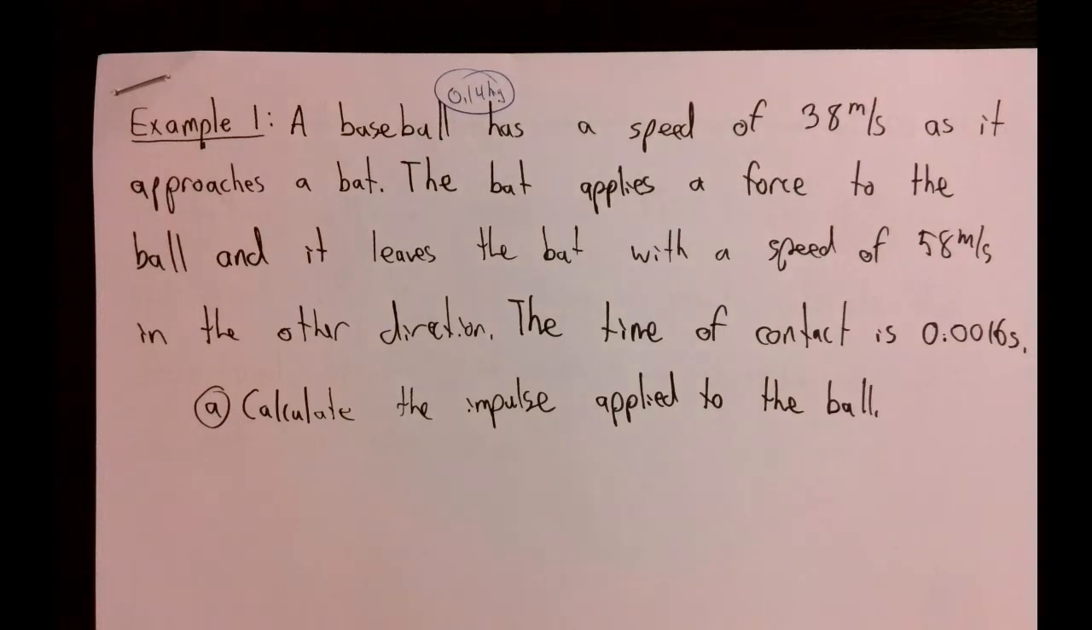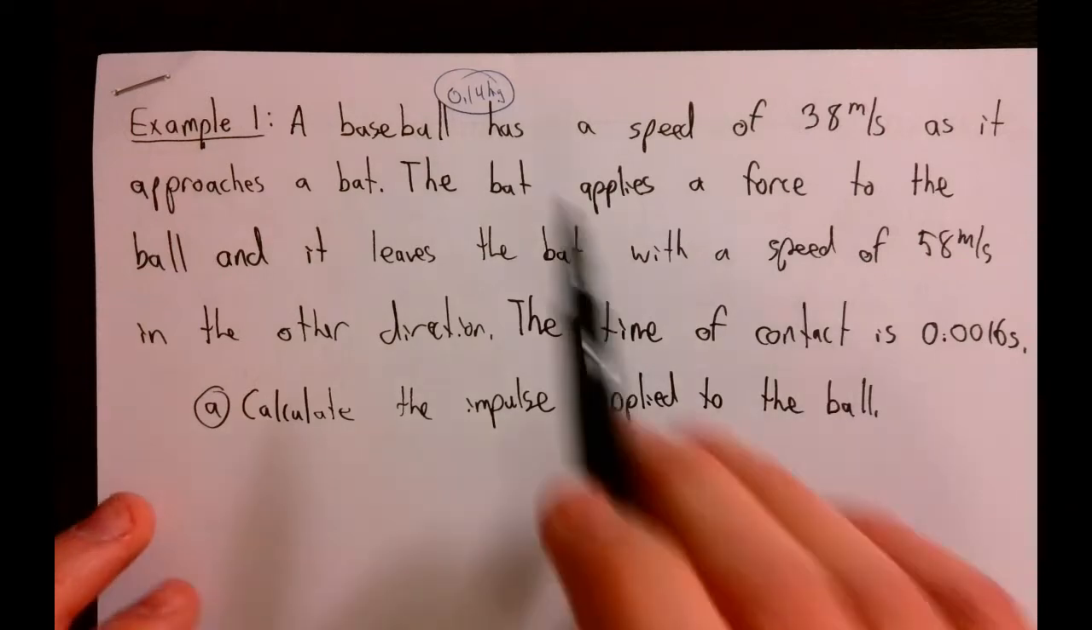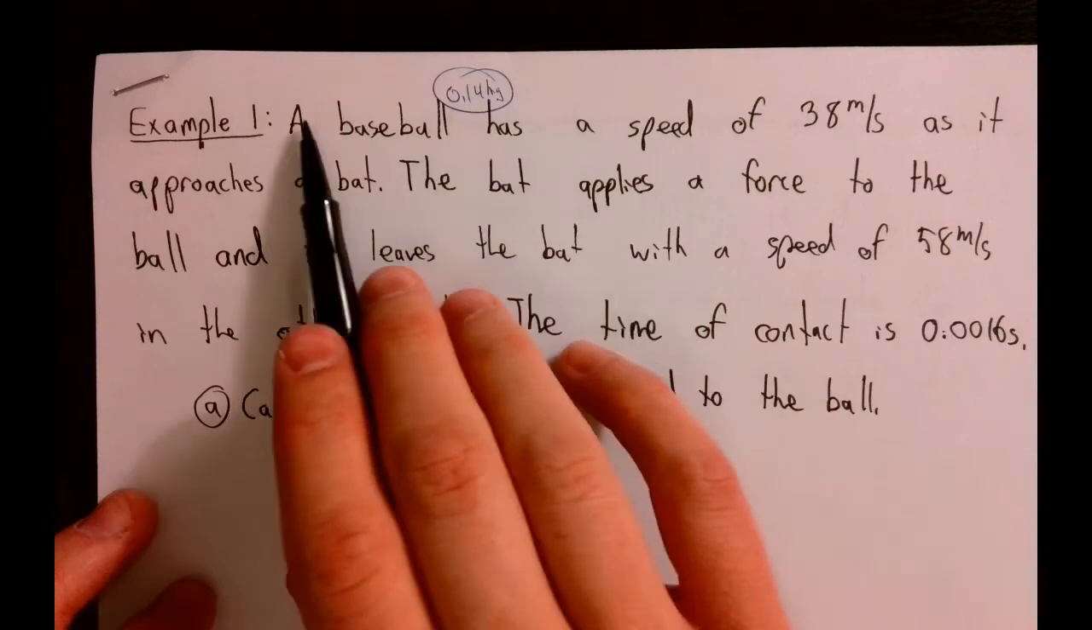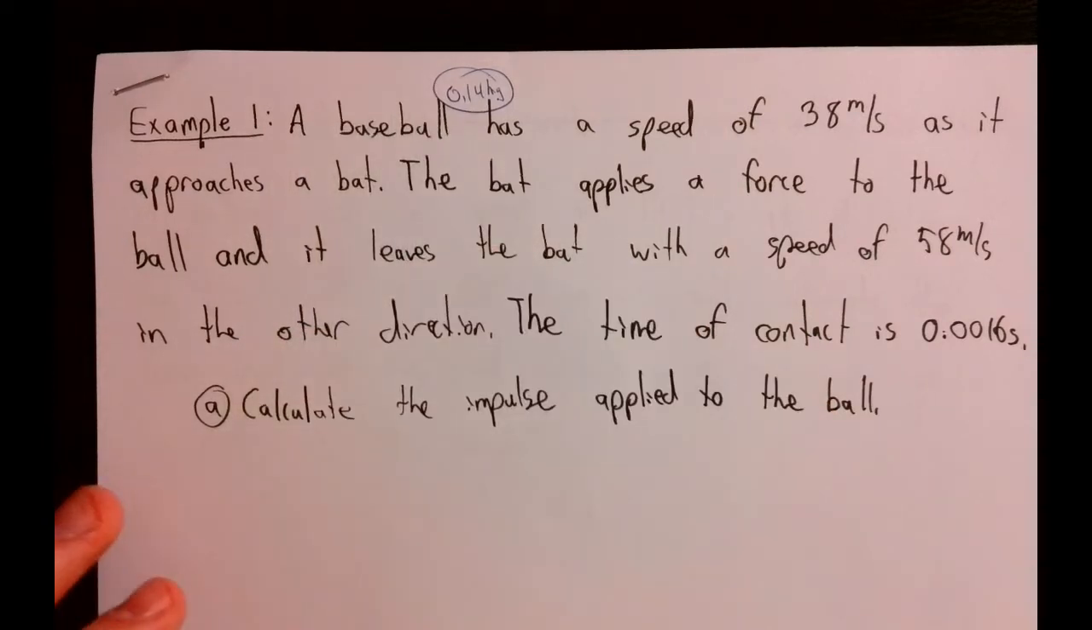Note that here this is the mass of the baseball. I forgot to write it in early. So it's a 0.14 kilogram baseball, has a speed of 38 meters per second as it approaches a bat. The bat applies a force to the ball and it leaves the bat with a speed of 58 meters per second in the other direction. The time of contact is 0.0016 seconds. And part A says calculate the impulse applied to the ball.